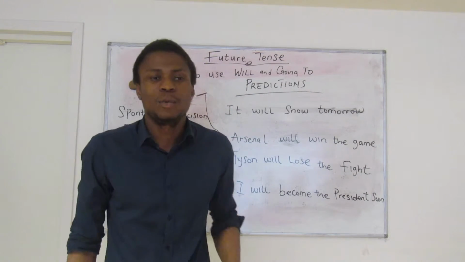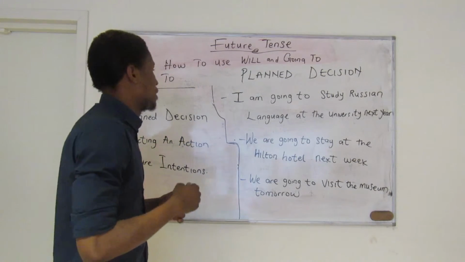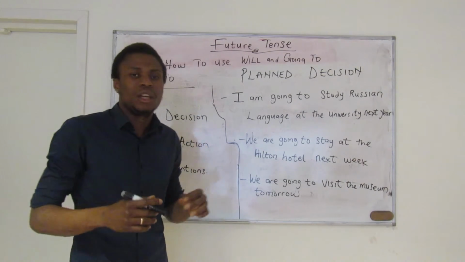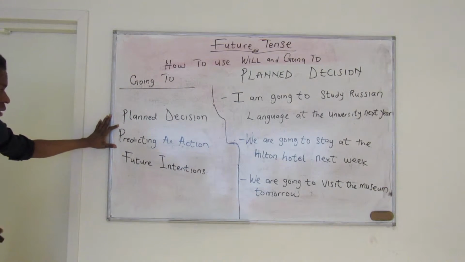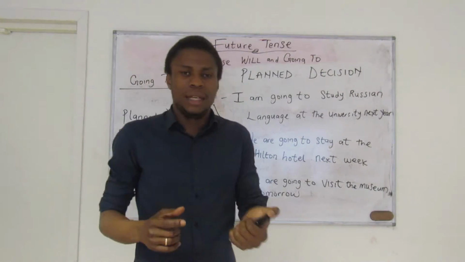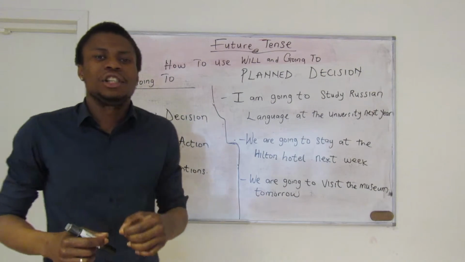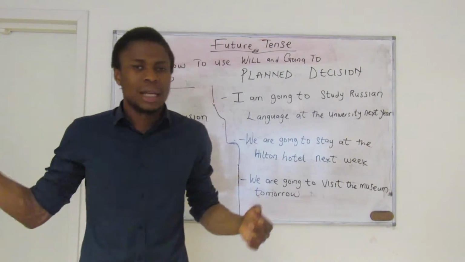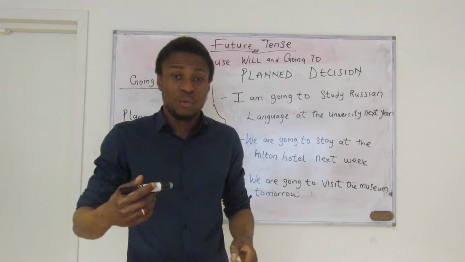So now the next thing we're going to talk about, going to. Going to is used in different ways. Well, we are going to talk about these three: planned decision, predicting an action, future intentions. Now let's talk about planned decisions. A planned decision is the kind of decision you already made sometime in the past or a while ago, and you want to talk about it right now.